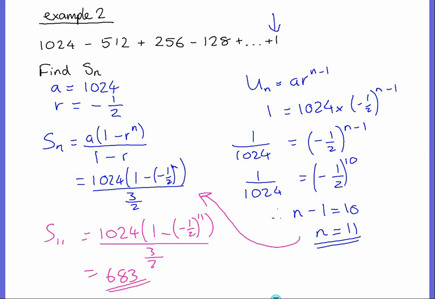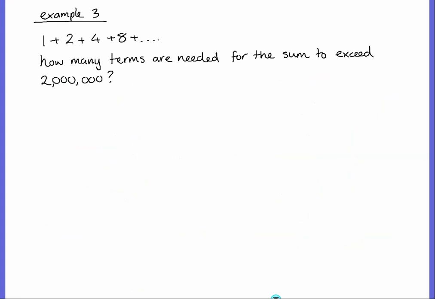So the negative numbers really keep the numbers small, but that's it. Okay, that's a tricky question because you can't take logs of a negative. That's pretty hard. Okay, example 3. Let's have a look at another one.